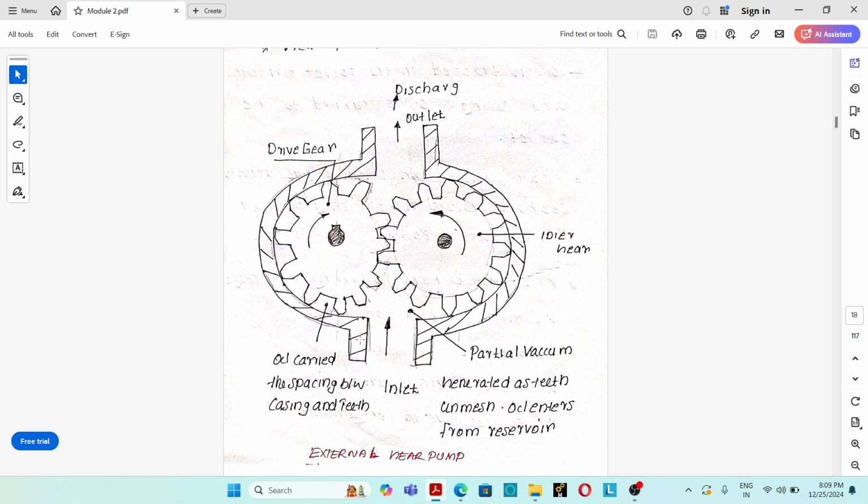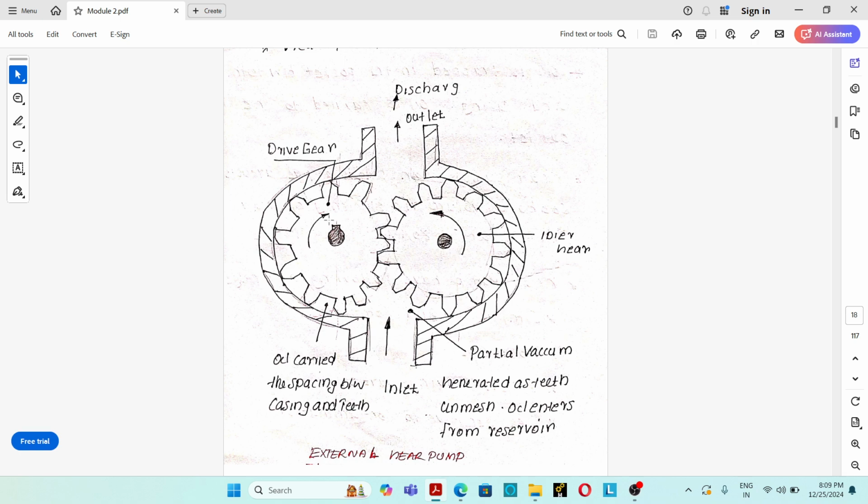One gear is the driver gear that is connected to the prime mover, that is, the electric motor. See here, this is the driver gear connected to the electric motor, and the other gear is the idler gear. The driver gear is rotating in clockwise direction. The idler gear, or driven gear, is rotating in anti-clockwise direction.